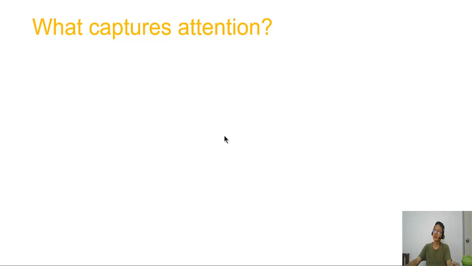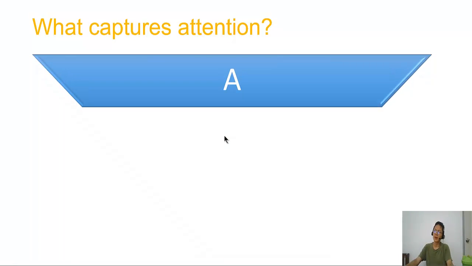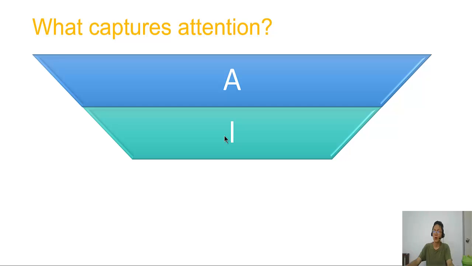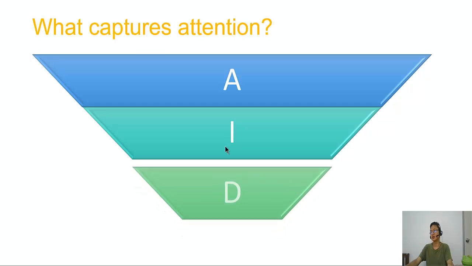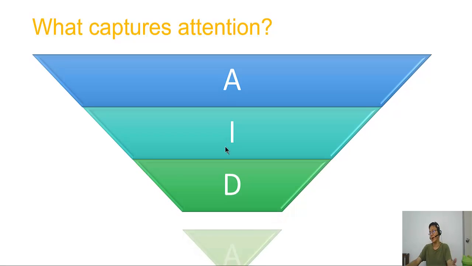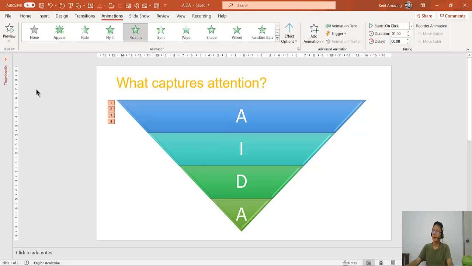So what captures attention? We have A, then you can explain that. Then after that, you go to the next point, I, and go to D, and go to A. So which one do you like? Now finally, the background is white color, so that may or may not capture your attention.